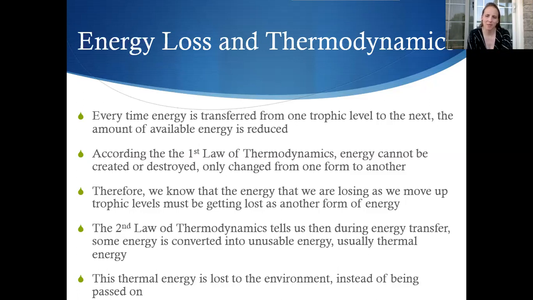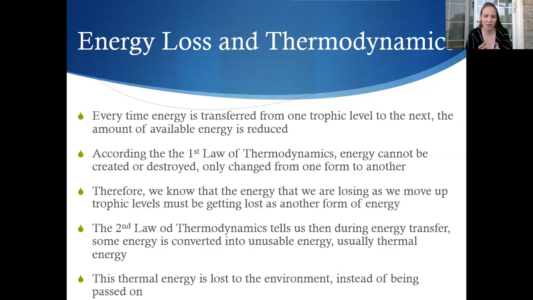The second law of thermodynamics says that during energy transfer, some energy is always converted into unusable energy or wasted energy, usually thermal energy. And you might remember that from the grade 10 science physics lesson where we talked about efficiency and the fact that anytime an energy transfer occurs, it can never be 100% efficient. There's always some of that wasted energy. And so that is true even when we're talking about energy being passed from one organism to the next as they're eaten and stuff like that.